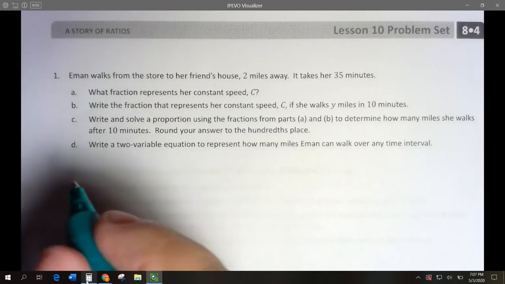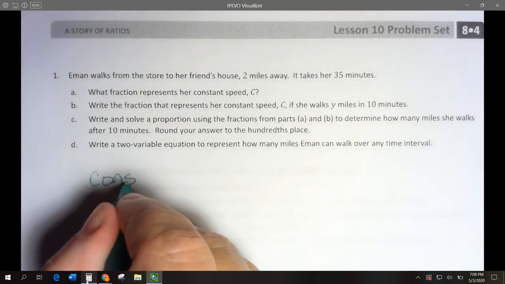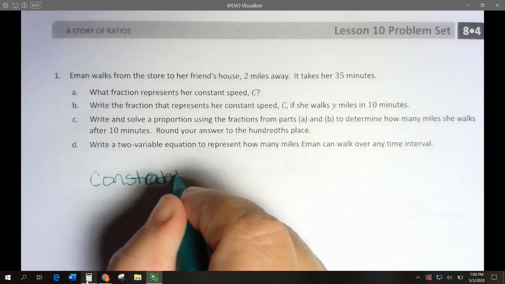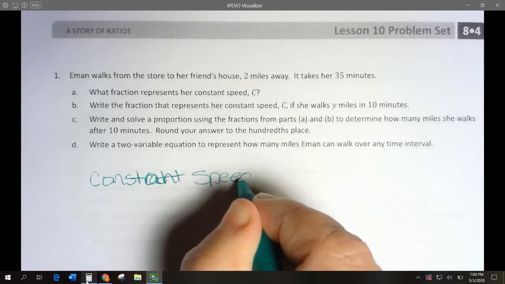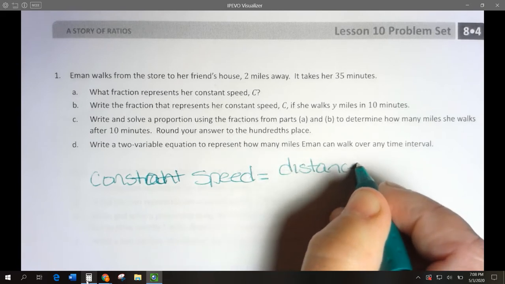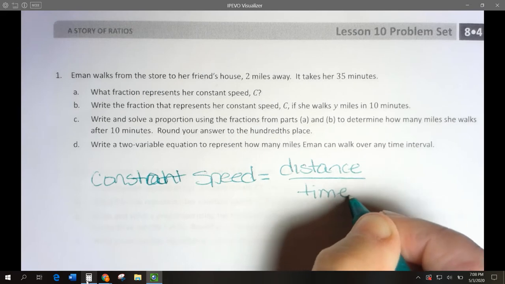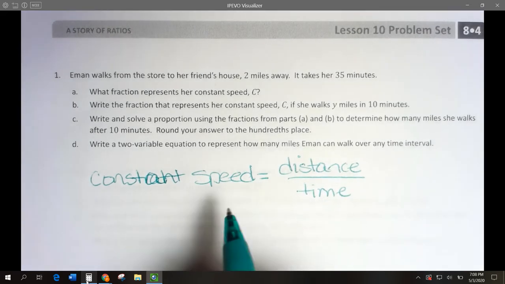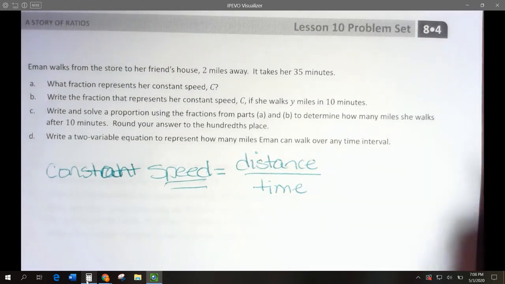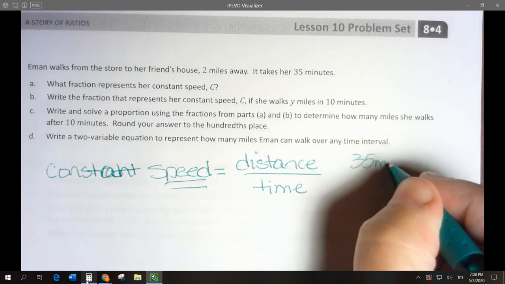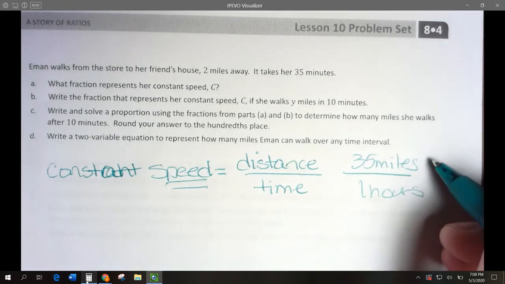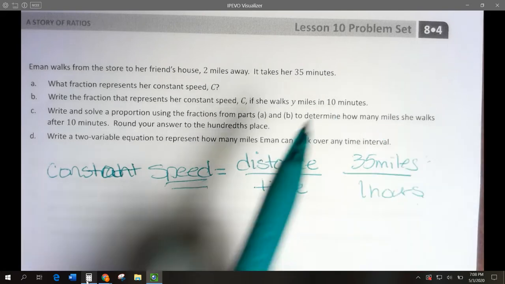And just to remind you, our constant rate for speed is going to equal our distance divided by our time. The easiest way to remember distance divided by time for speed is to think of a speed limit sign. On the expressway, let's say, or on the road, it says 35 miles per hour. So that tells you your distance over time. How many miles can you go in an hour? So distance over time will be our constant speed.